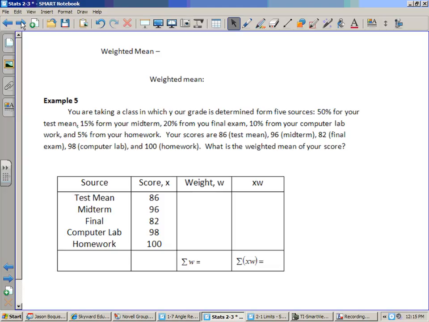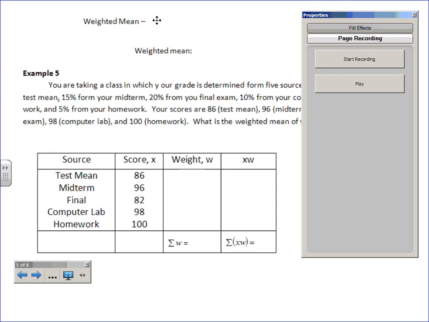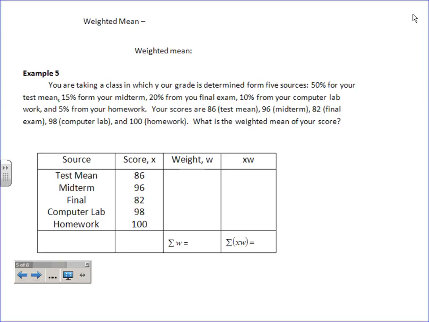So a weighted mean. This is done a lot in grading, actually. I think more in college things get weighted than they do in high school. I know I don't do any weighting necessarily directly, but I think some of your science teachers do, right? A weighted mean can sometimes be a little bit more complicated to calculate, but there's a nice little formula for that.